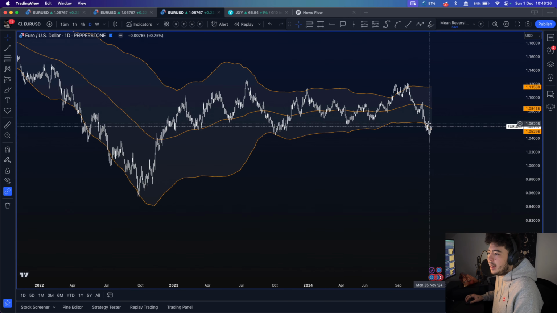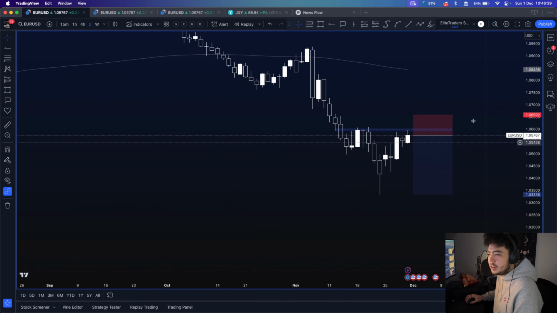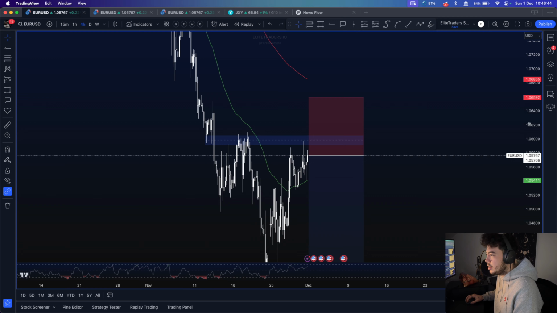Now, I am just being super cautious right here because it's not just the Bollinger Band. We also have this level of support. So I'm just a little bit skeptical in terms of the technicals. The fundamentals, I remain very, very bearish. I am continuing to go in for sells, and I'll continue to execute sells until I see the data change.